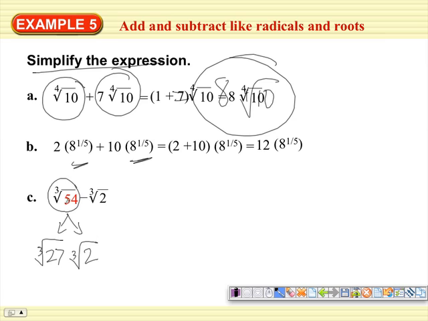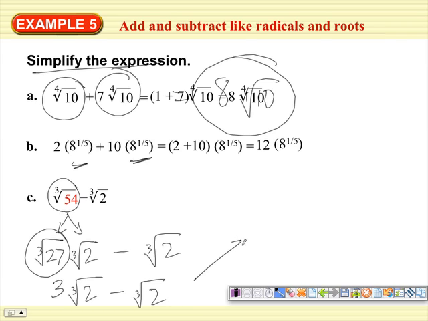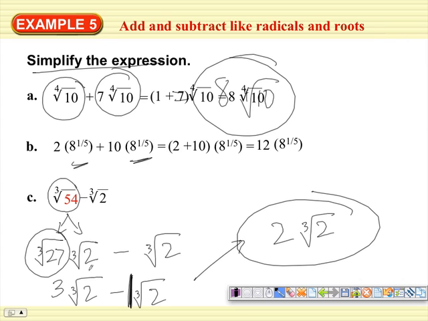Cube root of 2. Everybody get that? 54. Cube root of 27 times cube root of 2, minus cube root of 2. What's cube root of 27? 3. 3 cube roots of 2 minus a cube root of 2. That's like 3 minus 1, which is 2 cube roots of 2. Everybody understand the logic behind what we're doing? Know how to break things down into cubes.